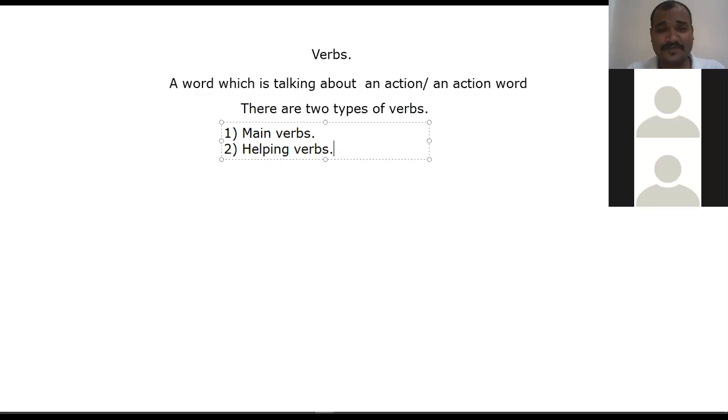Right. So what is the other name for main verbs? Helping verbs are also known as auxiliary verbs. How about the main verbs? What is the other name for main verbs? Lexical verbs. So main verbs are also known as lexical verbs. Helping verbs are also known as auxiliary verbs. Right?